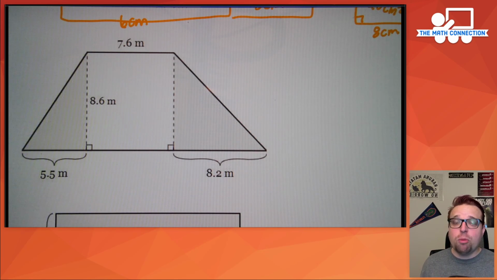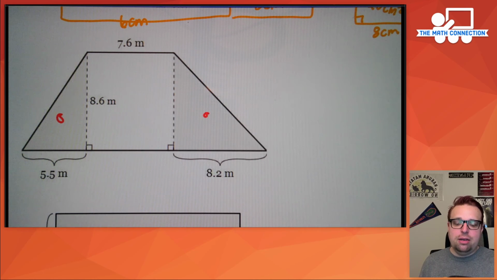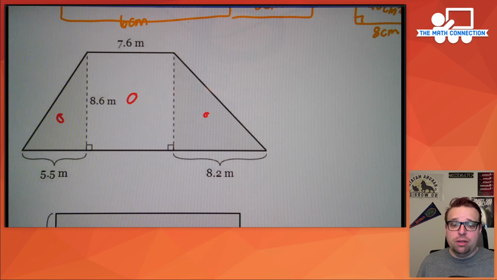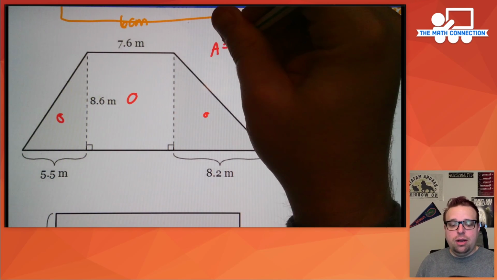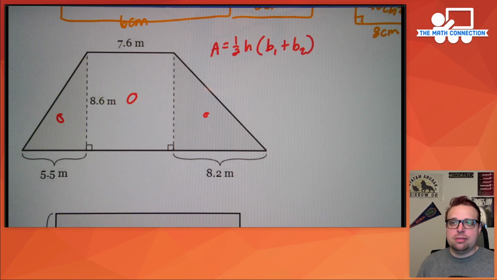We have an area formula for trapezoids, right? But there's really two ways to do this. You can find the area of this triangle right here, the area of this triangle right here, and the area of this square in the middle, and combine them all, okay? That's one way, but you have to find 3 different areas for that. An easier way would just be to follow the trapezoid formula, which is 1/2 of the height times the bottom base plus the top base, okay?